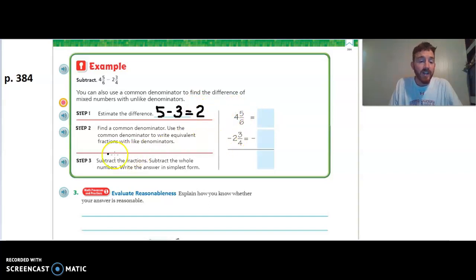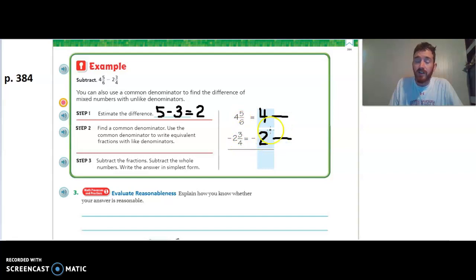Okay. Now with both of these, we need to find a common denominator for the fraction. The whole parts stay the same. So 4 and 5/6, we can almost keep that whole part. 2 and 3/4, we can keep the whole part. Okay. Now let's think about common denominators. Now again, I'm going to choose to use 12ths.